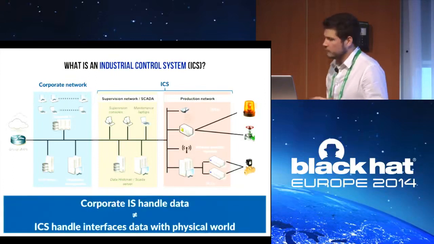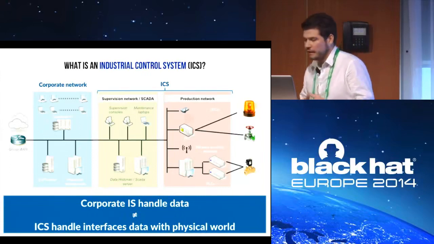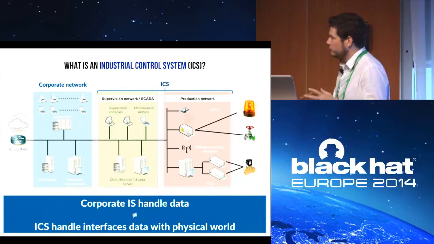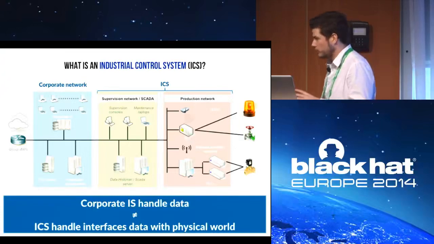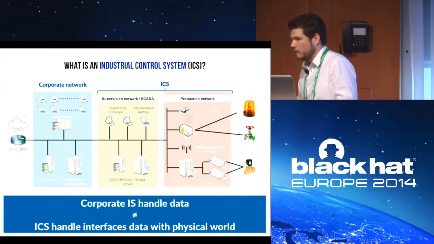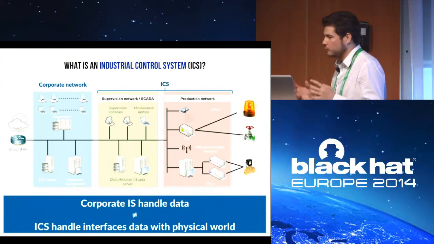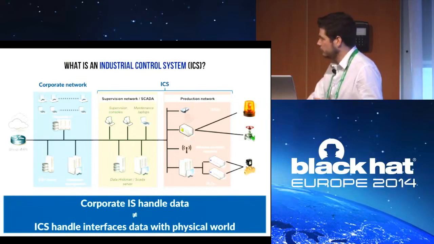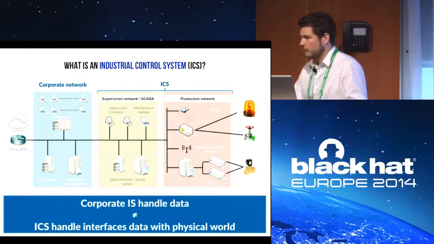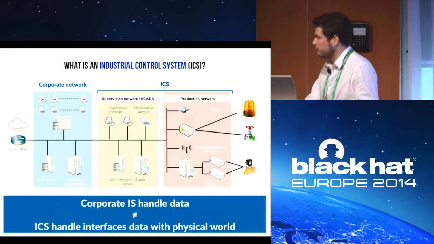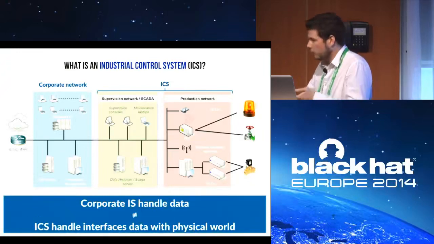So as a conclusion on this slide, basically what I would like to say is that you have to understand that the corporate information system only handles data, whereas what we call an ICS actually interfaces the data with the physical world. So that means if you send some packets, some real things will happen in the physical world. That may be a light that will be switched on or off, or any kind of physical action.